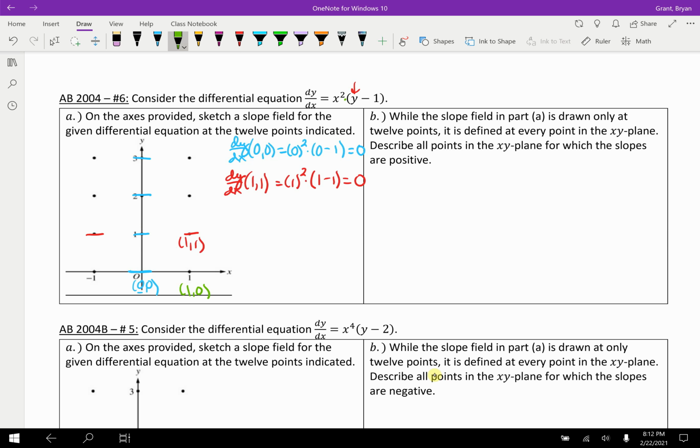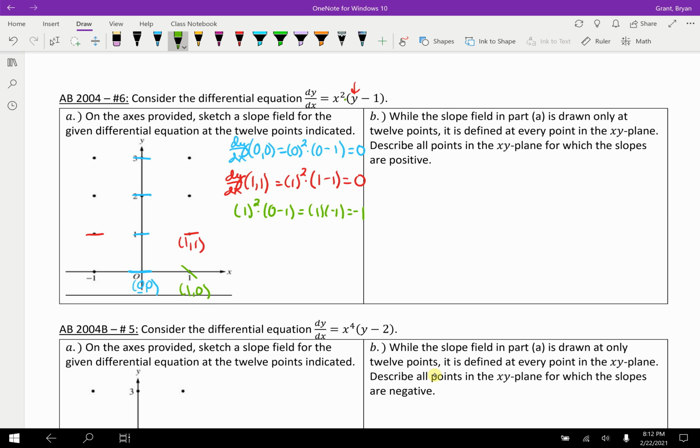Now, you do not need to show this work for every point. If you can do it in your head, that's fine. You're just expected to fill in the little teeny tiny slopes here. So take the x-coordinate, square it, y-coordinate minus 1. I see 1 times negative 1, which is a slope of negative 1. So 45-degree angle going down.